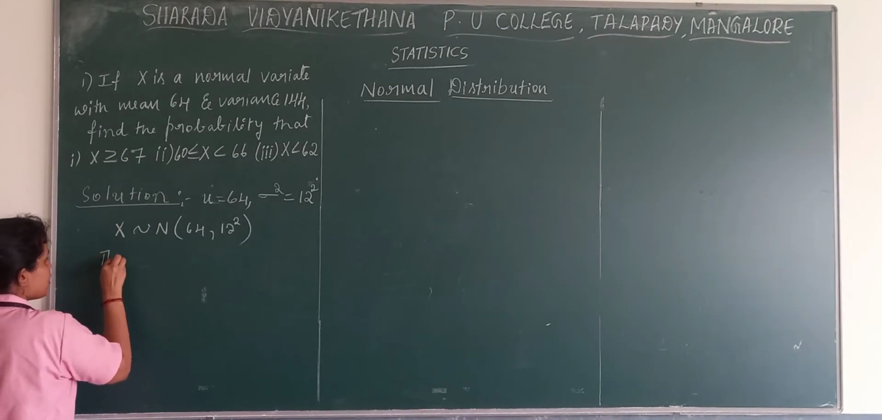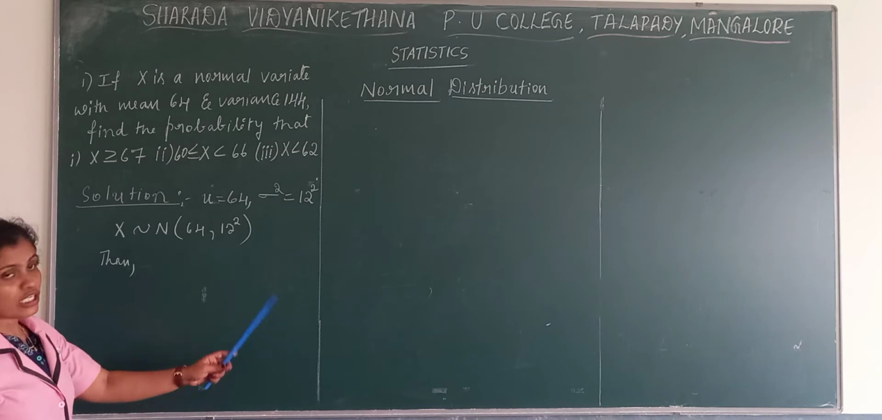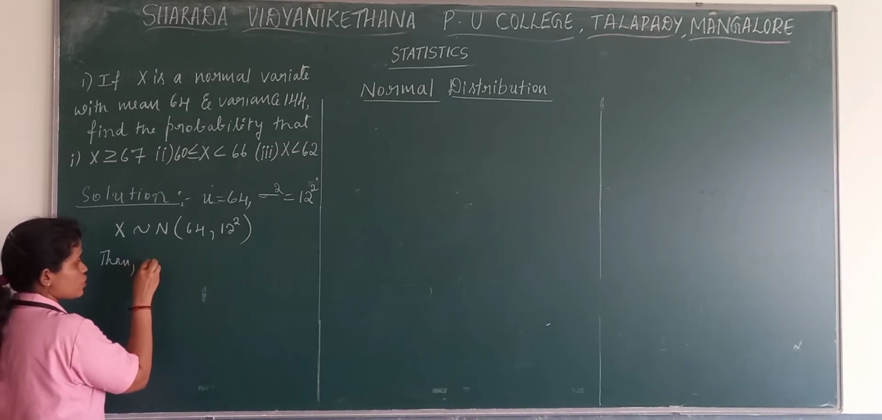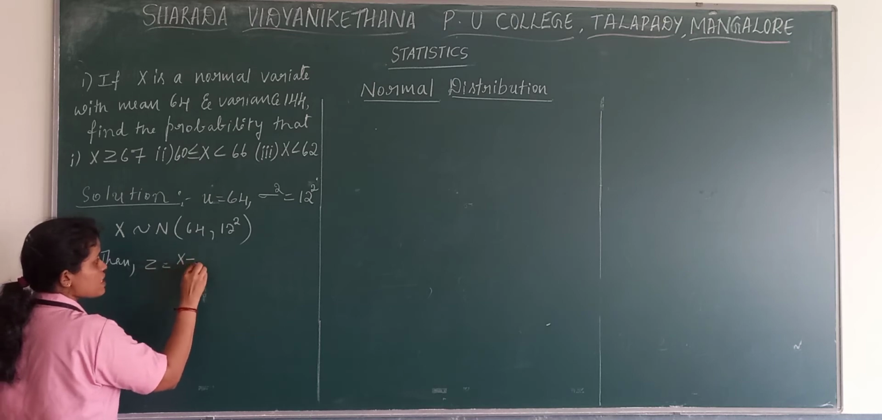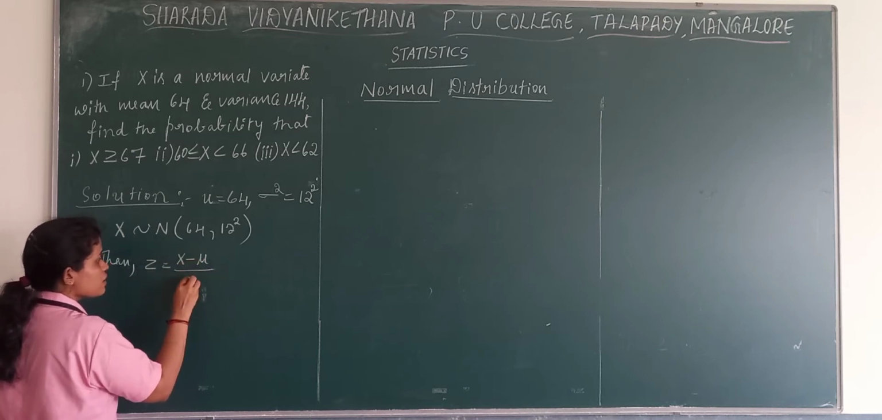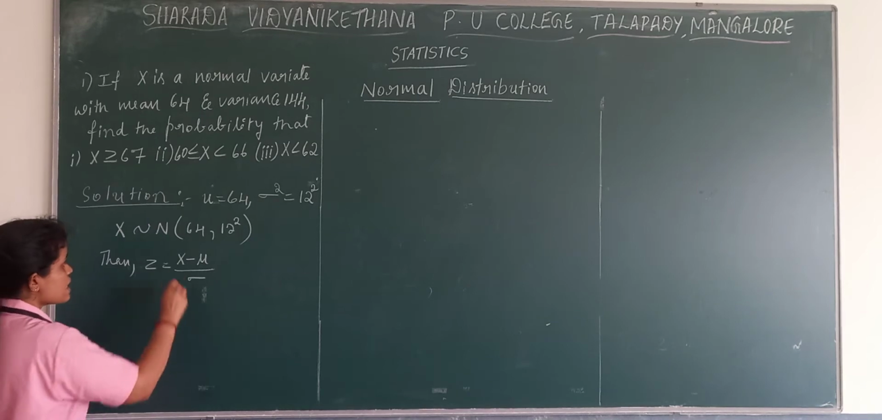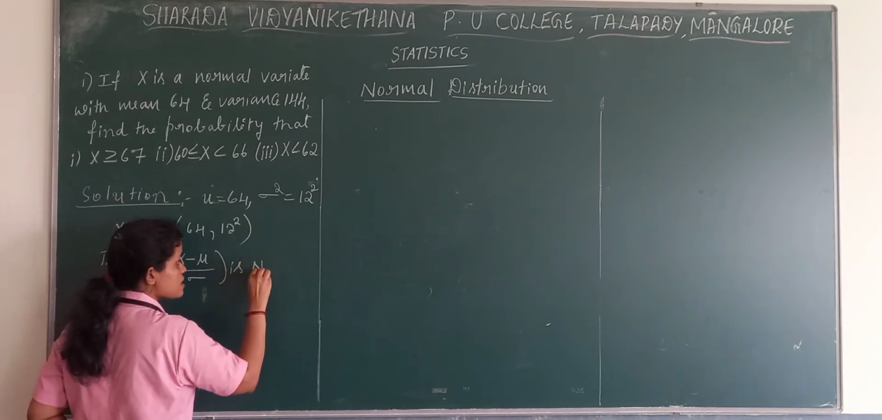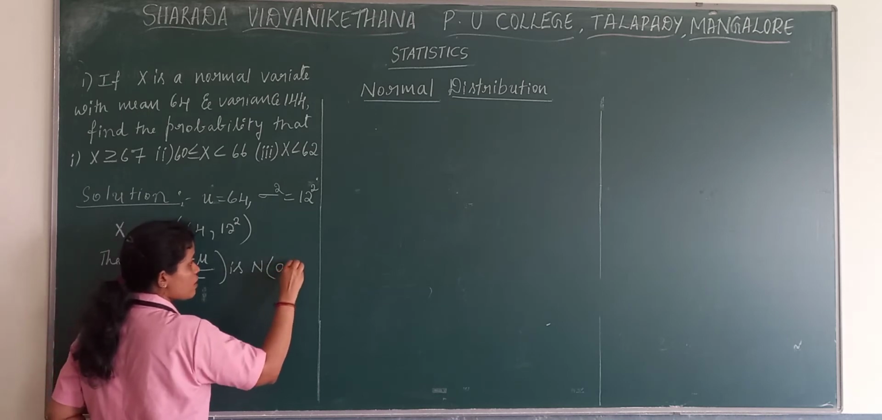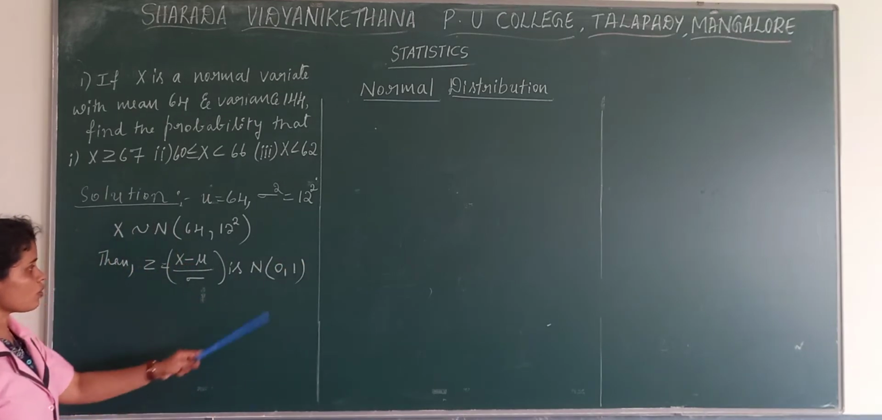Then write the standard normal distribution formula. Z is equal to x minus mean divided by sigma. This is the standard normal variate.